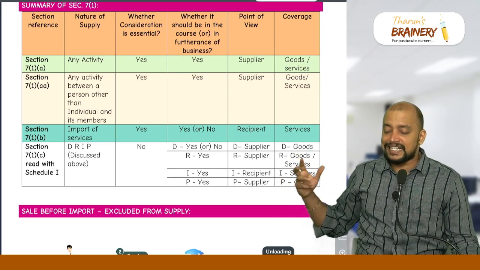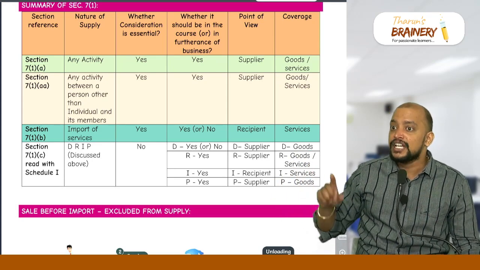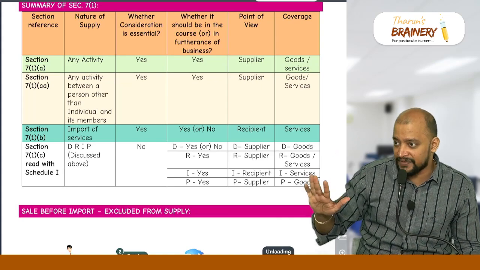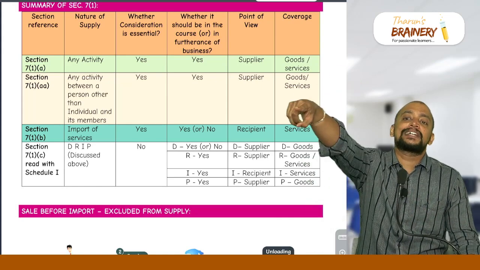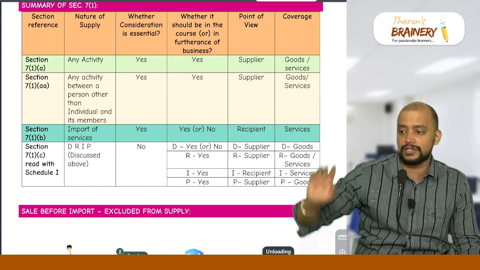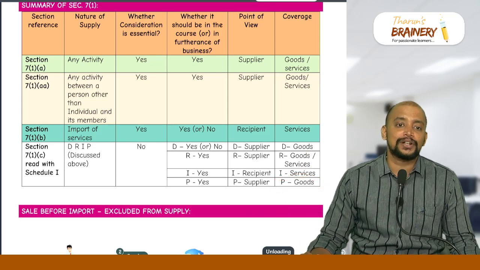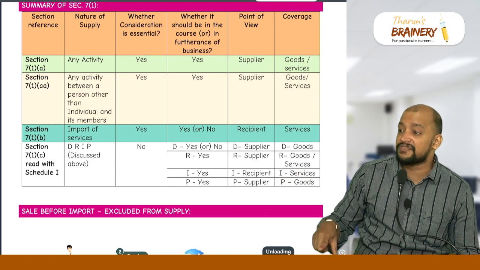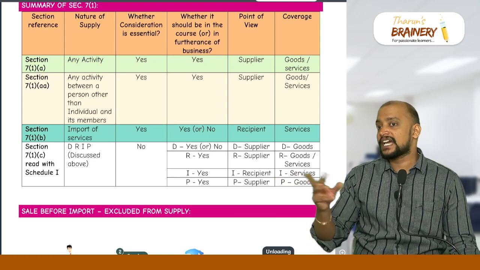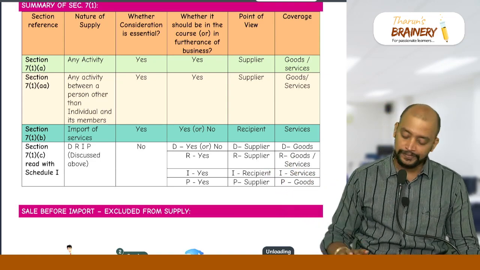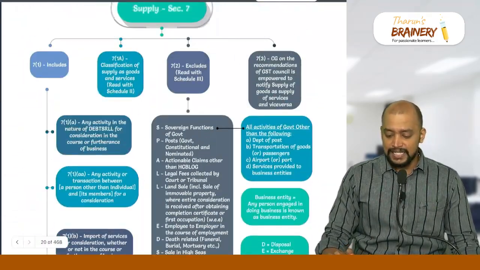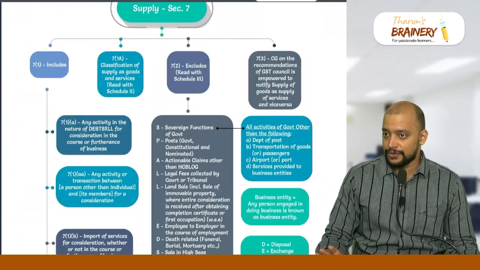Then related party transaction, both goods and services. Import of service, specifically services. Remember, principal agent transaction is only for goods. We don't have services here. A principal agent transaction without consideration will become supply only if it is goods. If it is services, we will not have it. So this is about 7 subsection 1 inclusions.